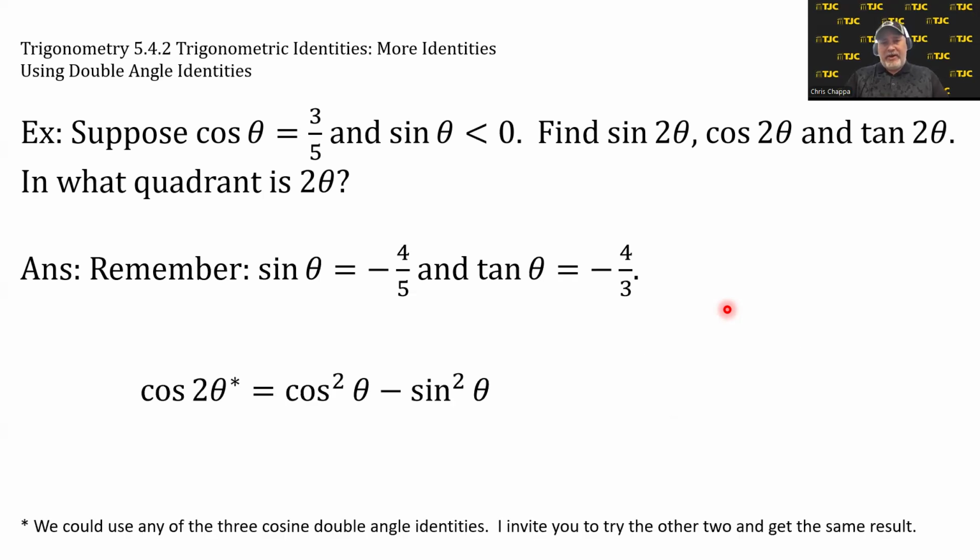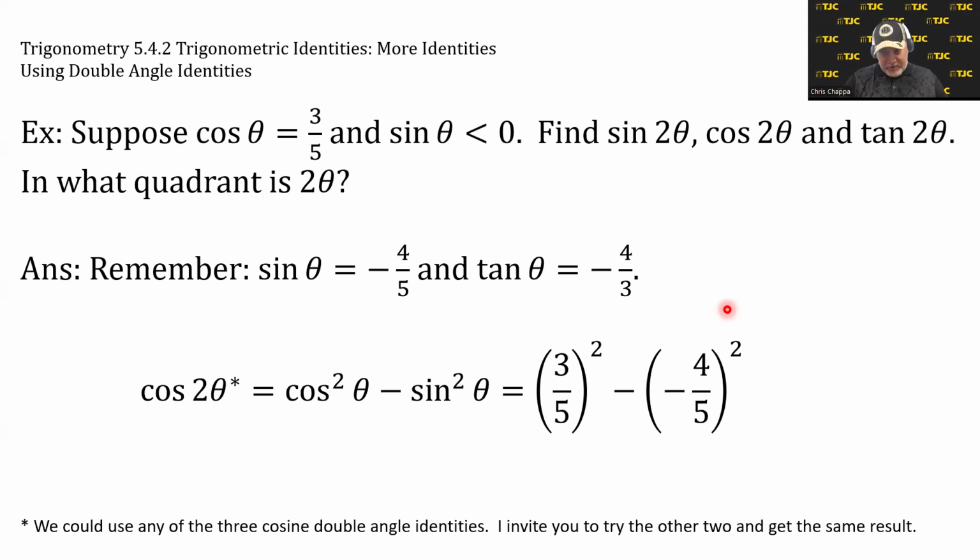For cosine of 2 theta, we're going to use cosine squared theta minus sine squared theta. Although we could use any of the 3 cosine double angle identities, we should get the same answer. Well, that becomes 3/5 squared minus negative 4/5 squared. 3/5 squared is 9/25. Negative 4/5 squared is 16/25. So 9/25 minus 16/25 is negative 7/25. There's cosine of 2 theta.